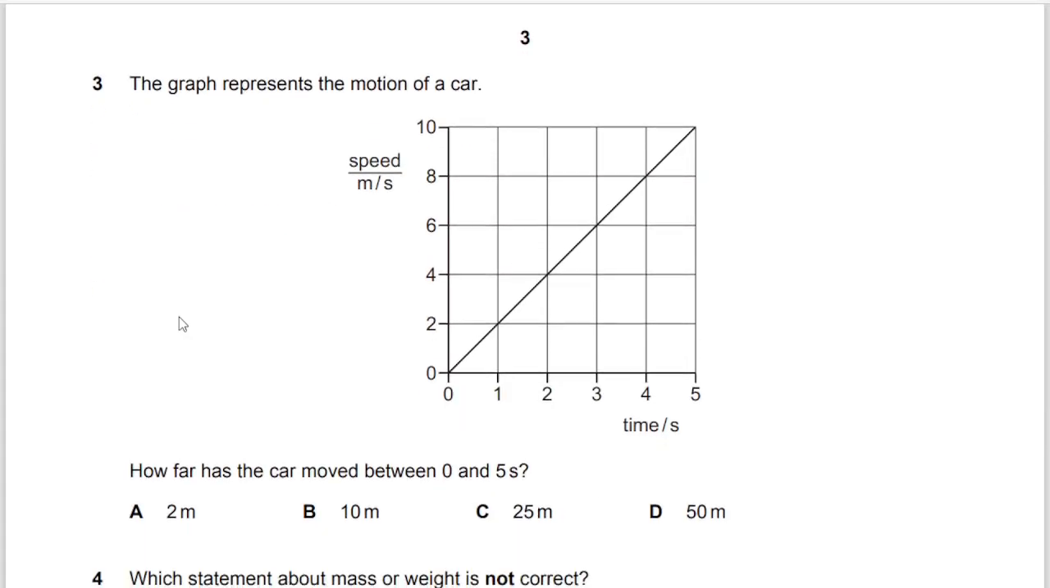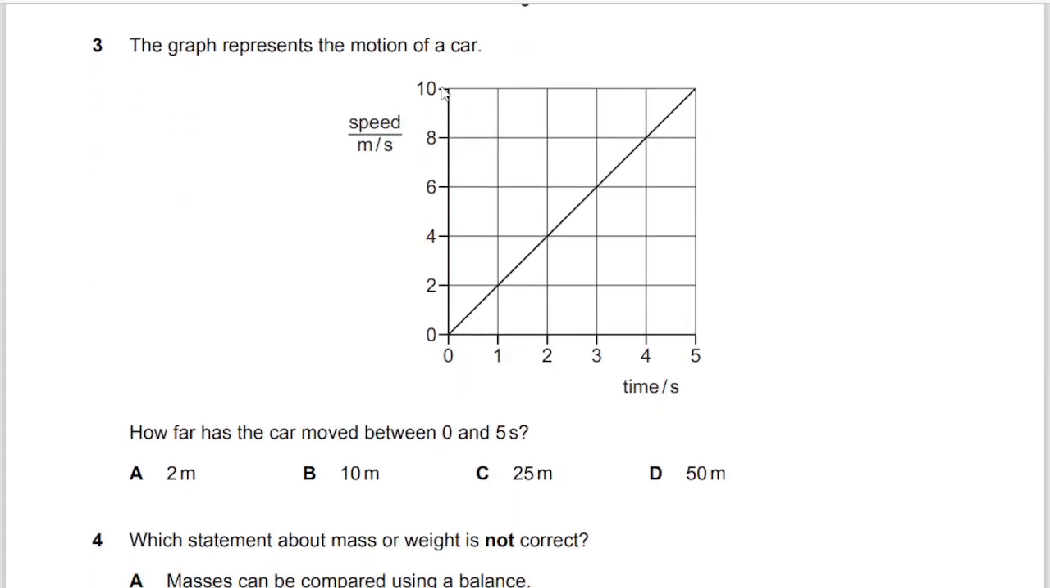Question number 3 says the graph represents the motion of a car. So we can say clearly, it is a speed time graph. How far has the car moved between 0 and 5 seconds? So how far means we have to find the distance traveled. And we know that the distance traveled can be calculated from the speed time graph by calculating the area under the graph. Area under this line basically, which we can clearly see is this area of this particular triangle.